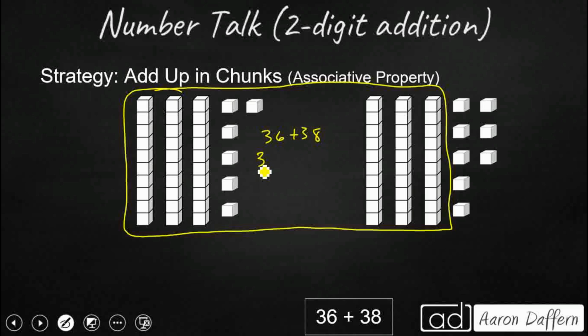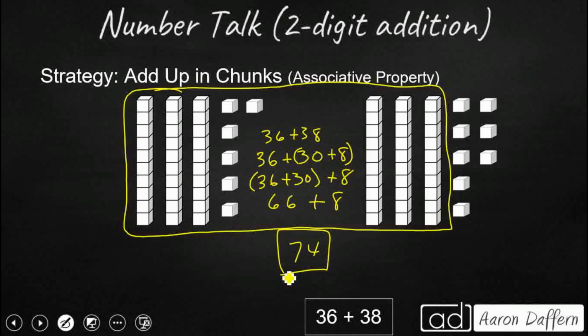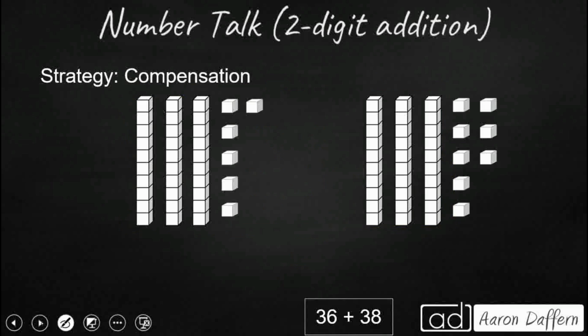I'm going to keep my 36 together, but I'm going to break up my 38 into a 30 plus 8. And I'm going to use my associative property to regroup them because I want to add the 36 and 30. So I can do that without any regrouping. So 36 plus 30. And then I'm just going to add that 8 afterwards. So 36 and 30 is 66. Still need to add that 8. And that's going to get me back up to 74 again.